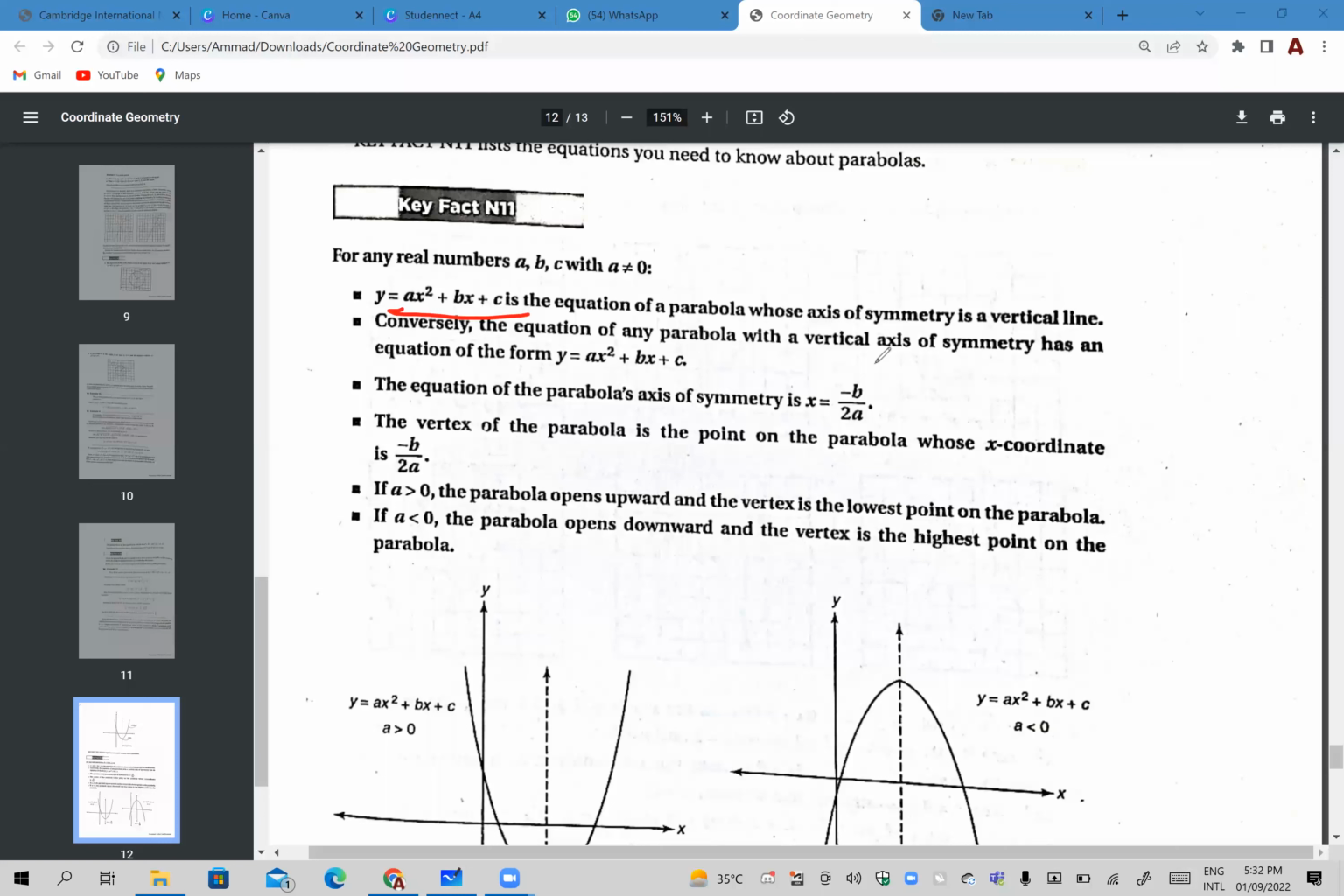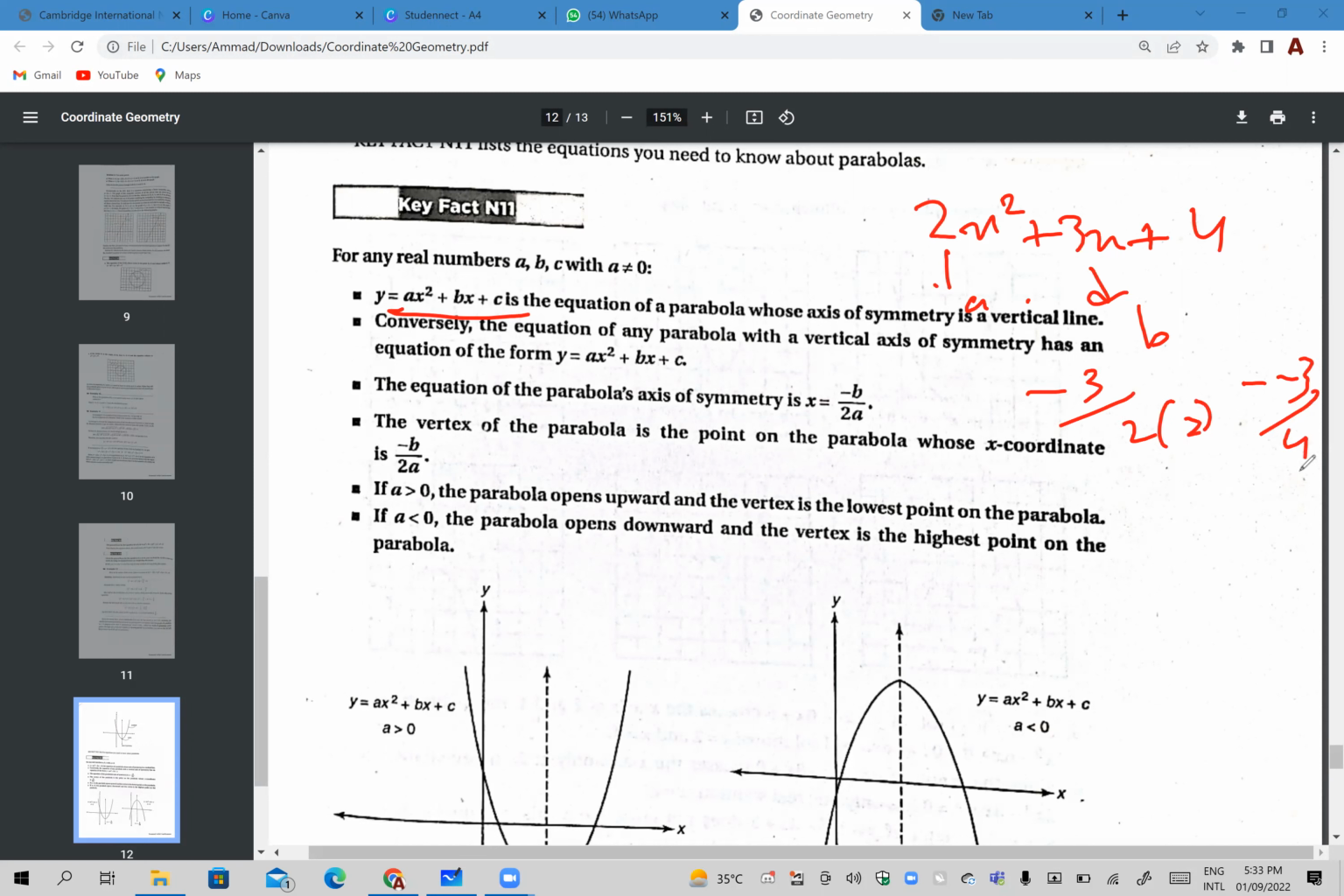For example, अगर आपको equation given हो इस तरह से 2x square plus 3x plus 4. In this case, this is b, this is a. और आपको x value of line of symmetry find करना हो तो minus 3 over 2 times 2. तो इसका आंसर होगा minus 3/4. This is the x coordinate of the line of symmetry of the parabola. So you're going to be getting the values of b and a from the equation of parabola.